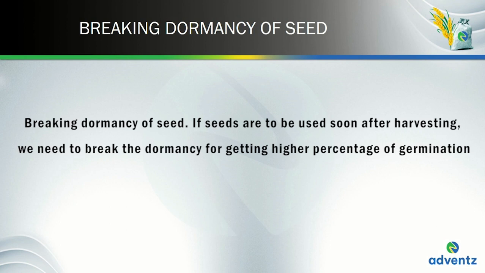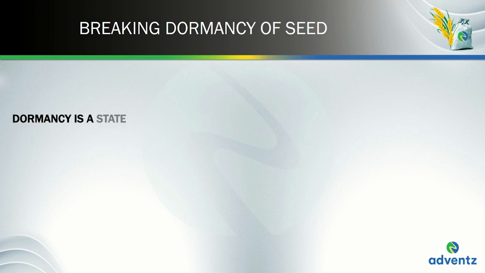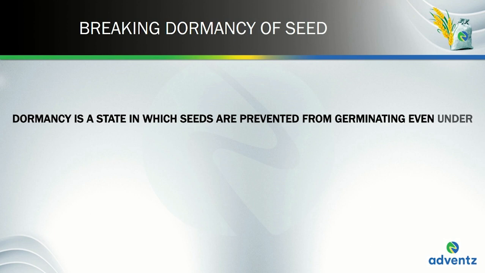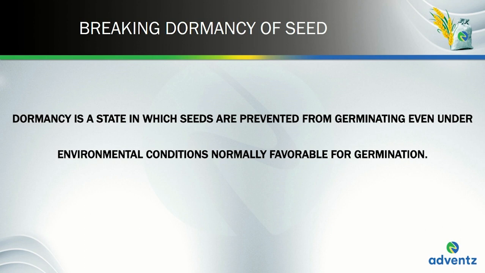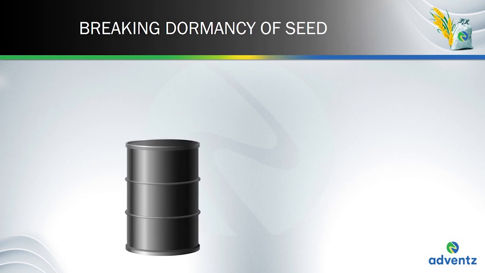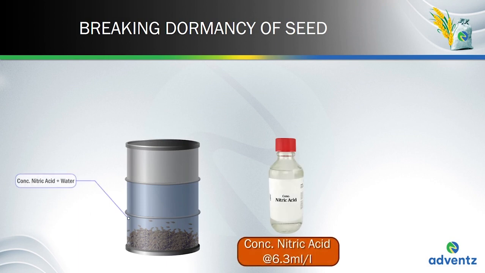Breaking dormancy of seed. If seeds are to be used soon after harvesting, we need to break the dormancy for getting higher percentage of germination. Dormancy is a state in which seeds are prevented from germinating even under environmental conditions which are normally favorable for germination. To break the dormancy of the seed or to improve germination, we add 6.3 milliliter of concentrated nitric acid per 1 liter of water.